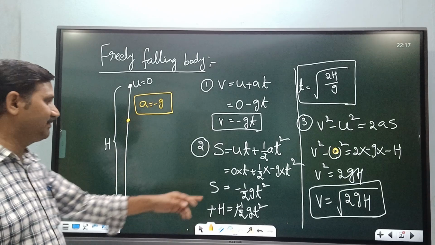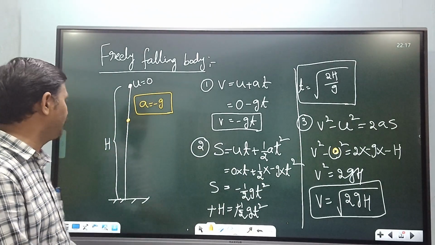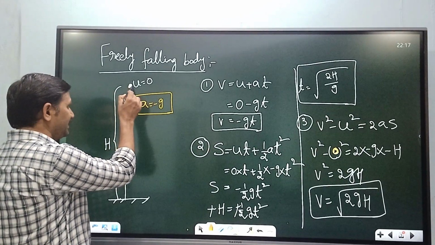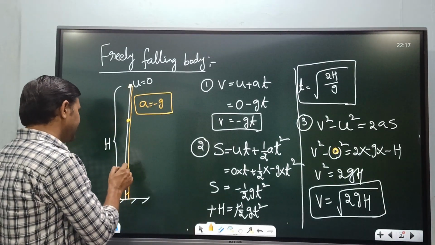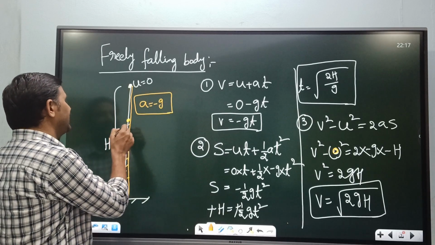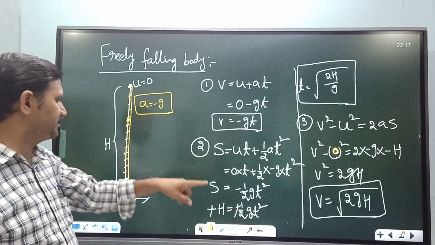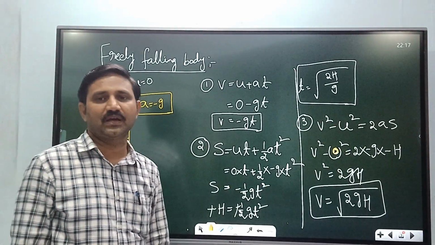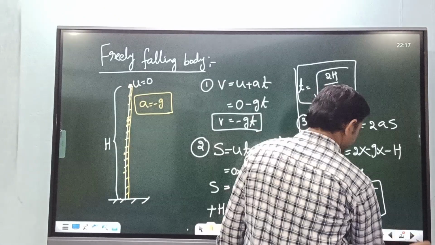So what is this formula? When will you apply this formula? If your body is dropped from the top of a tower, suppose you consider this as a tower. This tower has height h. Then the final velocity of the body to reach the ground, v, is equal to root of 2gh.